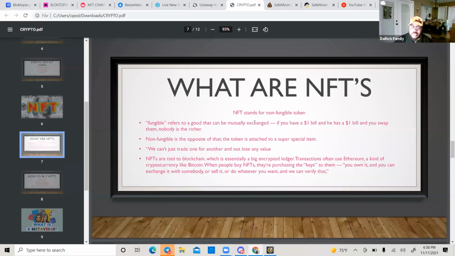So what are NFTs? NFT stands for non-fungible token. What is fungible? Fungible refers to a good that can be mutually exchanged. This is an example I'll put here. If you have $1 billion and another person has $1 billion and you swap it, guess what? Nobody's richer. So non-fungible is the opposite of that. The token is attached to a super special item, and now you can trade that item and gain value and not lose value.